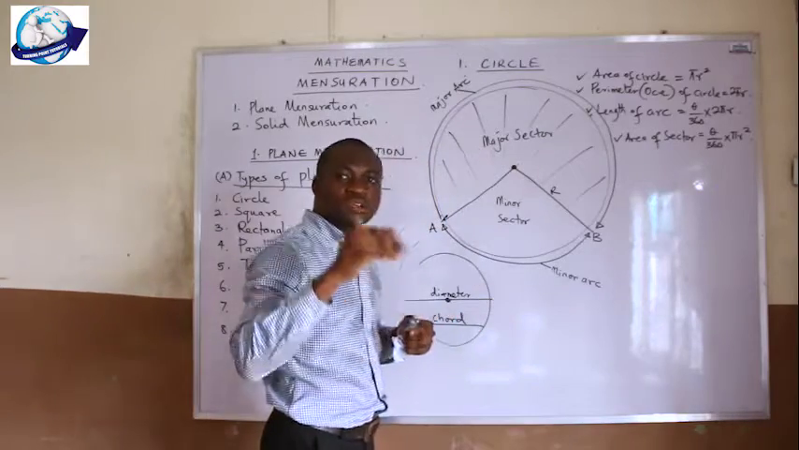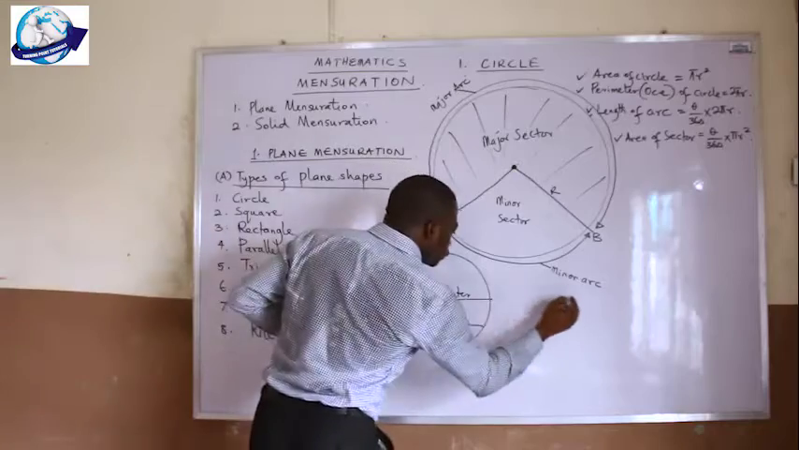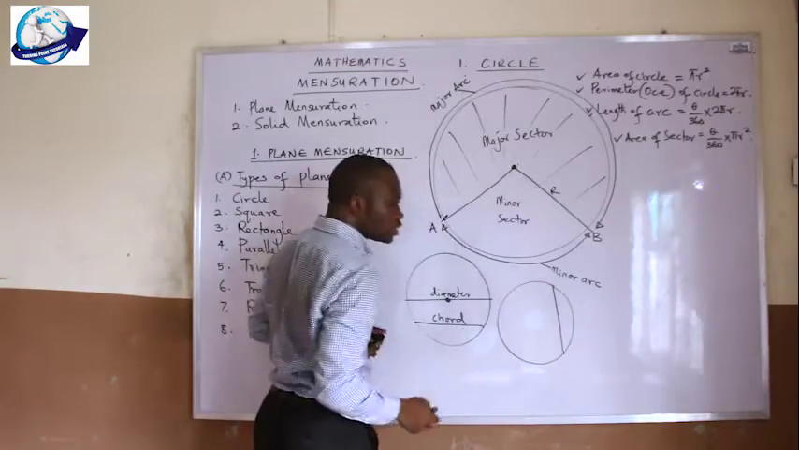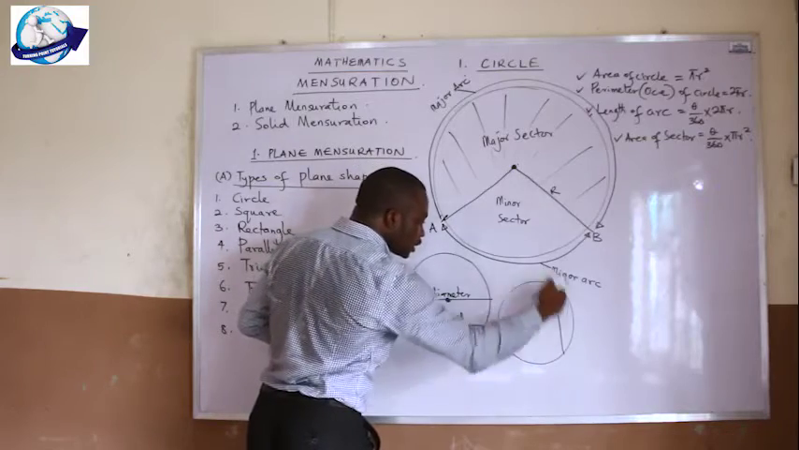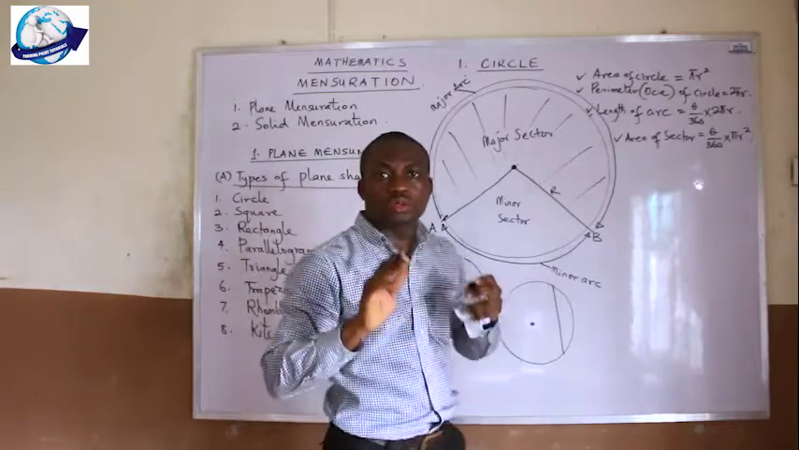And mind you, the direction with which you draw the chord is immaterial. So if I draw a circle like this, and I put the line across, this is the center of the circle, this is a chord. Whether I draw this direction or this direction, a chord remains a chord.